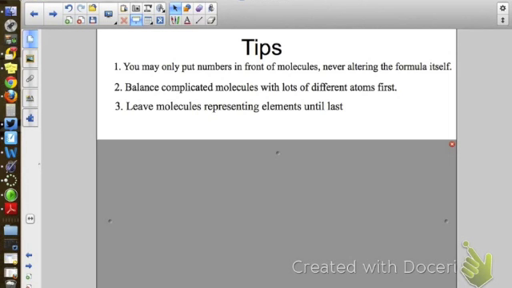And so whenever I'm balancing, I only change the coefficients. These are the numbers in front of the molecules. Do not change the formulas themselves. Do not. It's a bad thing. It will make you sad. Okay, so second thing, balance the complicated ones first with lots of different atoms, and then leave the ones that are representing the elements or just one type of atom until last.